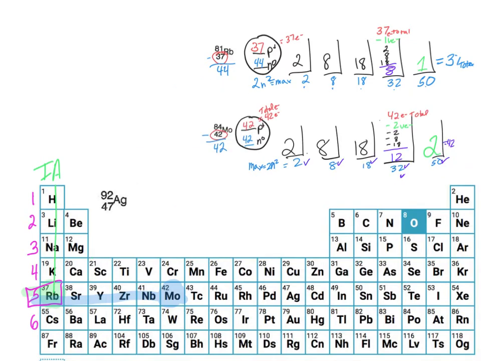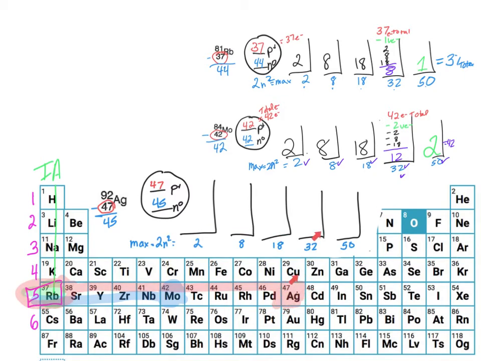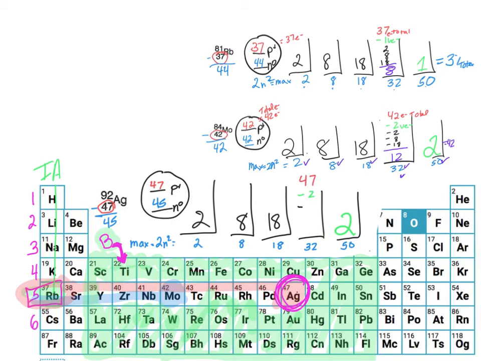And the last one is going to be silver 92. Put in the protons, which is 47. We end up with 45 neutrons. Silver's in the 5th period, so 5 shells should be drawn. It is a group B, so we're going to put in 2 valence electrons. The lower shells will be filled 2, 8, 18, and we calculate that 4th shell, and that is going to be 47 minus 2 minus 8 minus 18 minus 2, or simply 47 minus 30, which is 17.